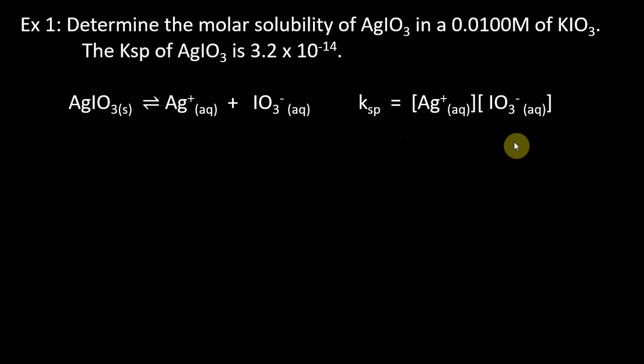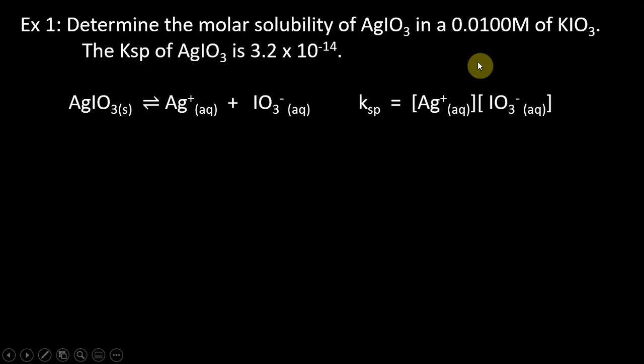So what we would normally just say is, okay, let X be the concentration of the silver ions, and then X would also be the concentration of the iodate ions. So we would have X squared is equal to the Ksp value, and so then we can take the square root of the Ksp, and that would be our concentration of each of those ions under conditions where we just have the silver iodate compound in solution.